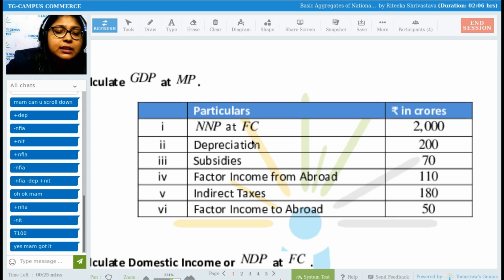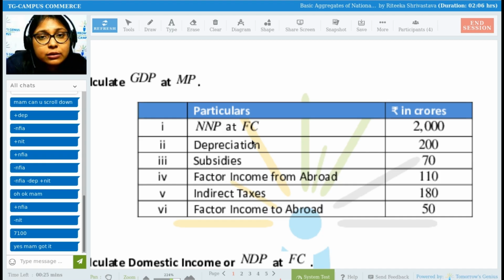First, do the conversion. Then say depreciation is given to you as it is. NIT is not given to you directly. They have given you IT and subsidies. So in that case, first of all, you will find out NIT. We know the formula of NIT, IT minus subsidies. Then the total value which you get, you put it up under NIT.